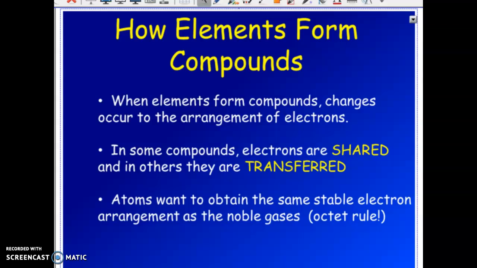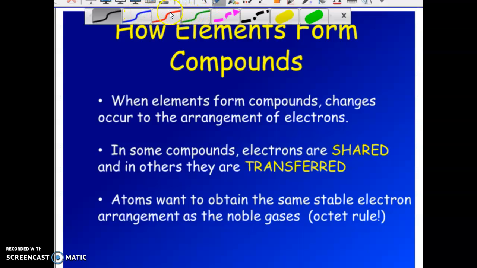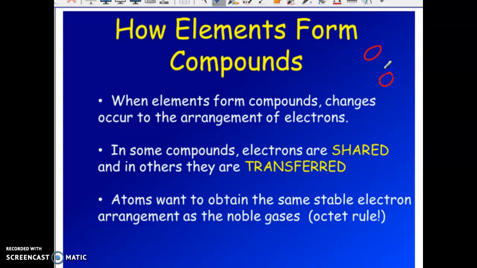So when elements form compounds, there are changes that happen to the arrangement of the electrons, right? So they go from being, let's say, single particles, right, to now being connected to each other, and perhaps in multiple different combinations. So how these atoms come together is actually through the changing in their electrons.